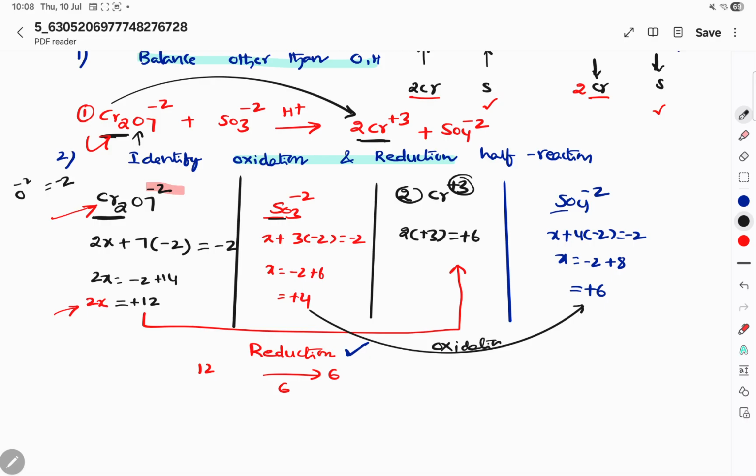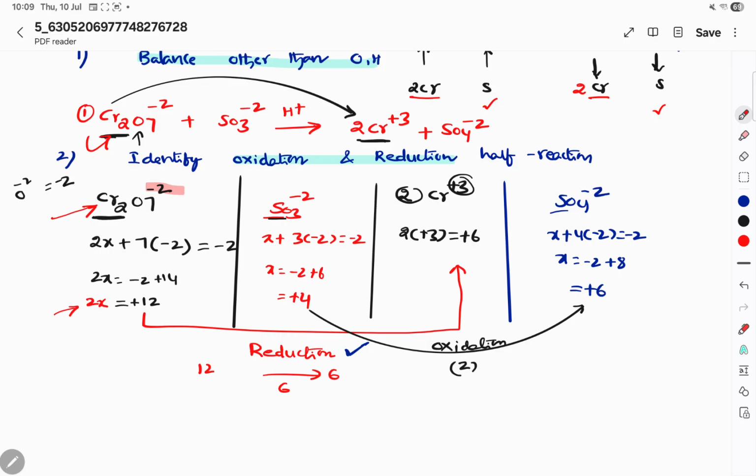Plus 4 to plus 6, what is that? Increasing oxidation number is called oxidation. How many numbers increase? 2 units increase. So for reduction, you have 6 units. For oxidation, I have 2 units. 2 1 just, 2 3 just. If you have any common number, you can cancel the common number. So before that, you can identify.